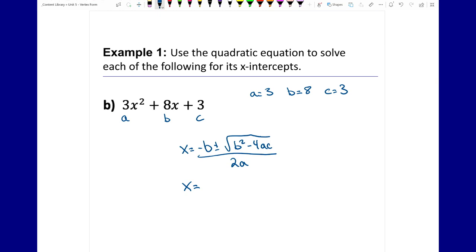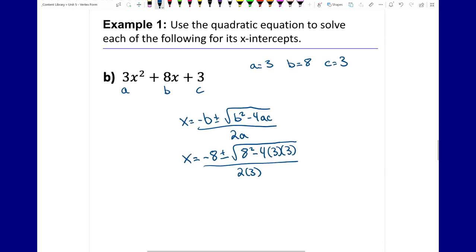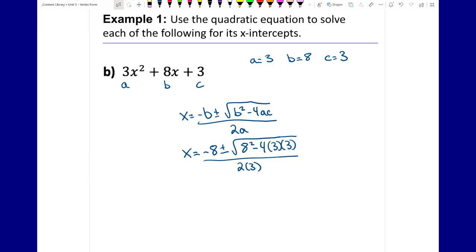Make sure you're being neat, including all the signs that are necessary, not forgetting any signs or skipping over it. So negative b means negative 8 plus or minus the square root of 8 squared minus 4 times 3 times 3, all divided by 2 times 3. Don't forget that division part at the end. For some reason, sometimes students like to forget that divide by 2a.